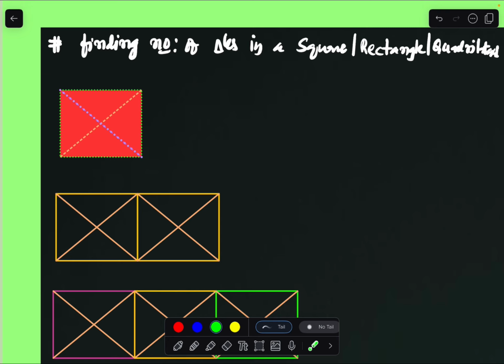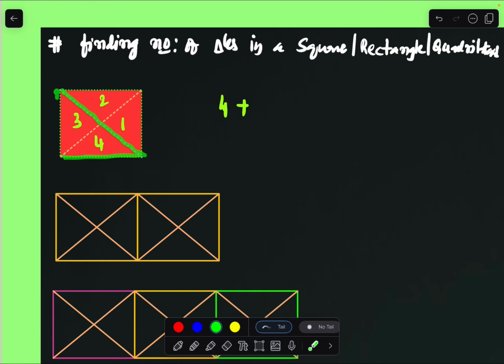So one rectangle is given, and we are drawing two diagonals. Because of these two diagonals, the rectangle is divided into how many triangles? First of all, how many one unit triangles are there? Here 4 one unit triangles are there, 1 2 3 4. So the number of one unit triangles is 4, plus by joining two units, how many triangles can we get?